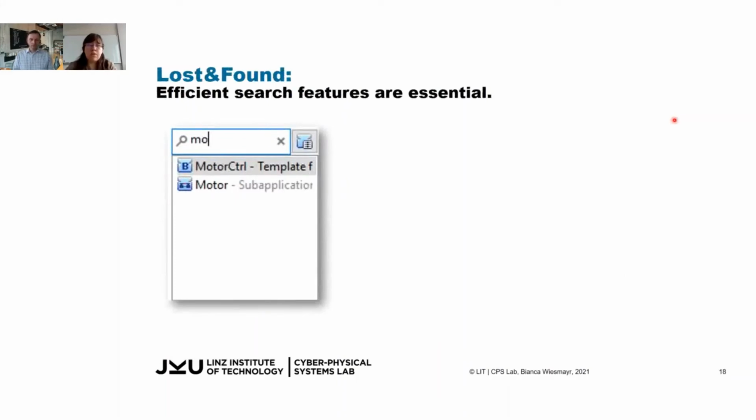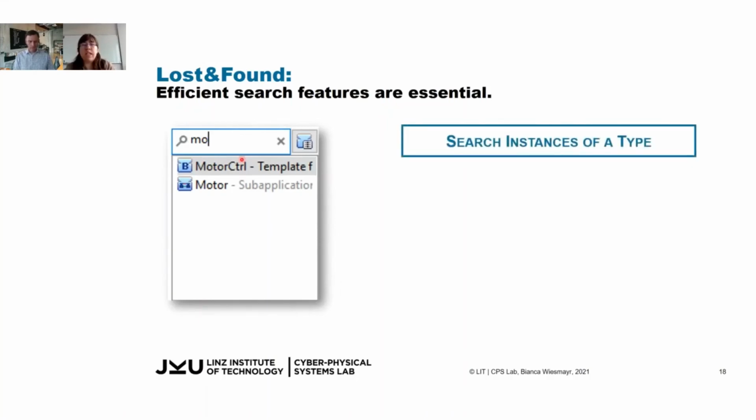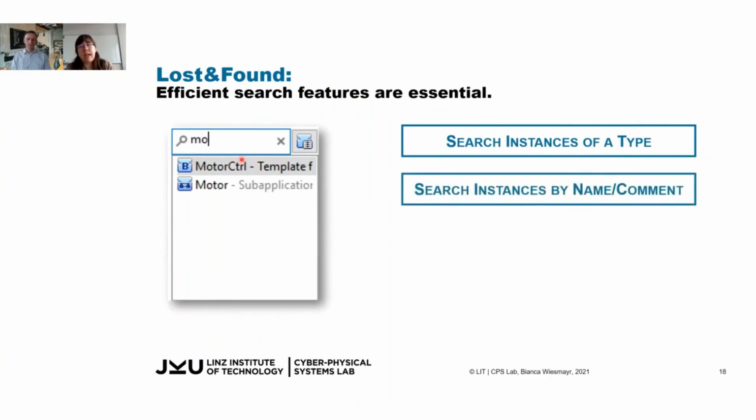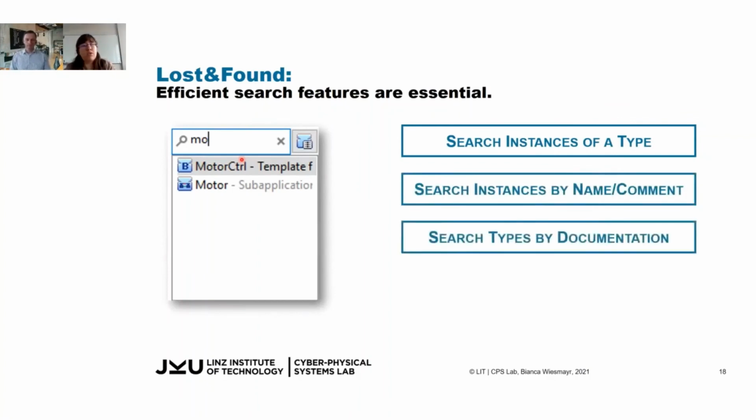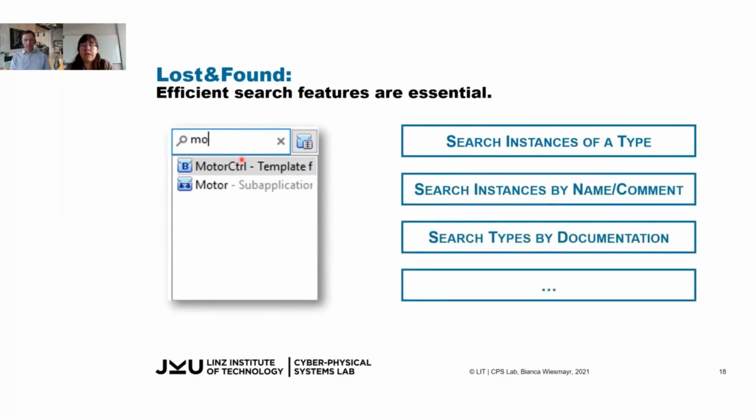Our experts also requested a variety of search features. Prior to the study, already a search feature was implemented for inserting a new type so that convenient search based on the name of the type is possible. But they also requested to search instances of a certain type, to search the instances by name or comment, also searching in the documentation, and many more. So this variety of search features that were requested were really surprising to us.